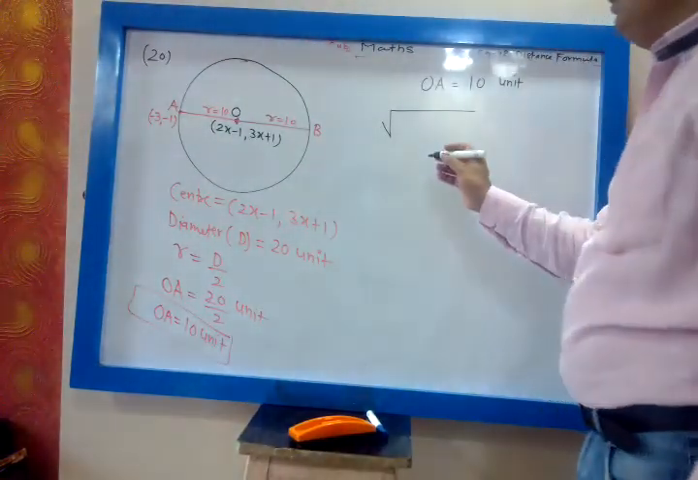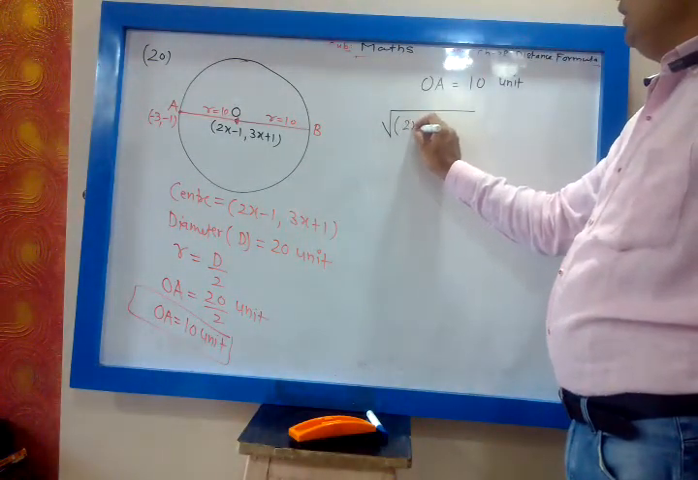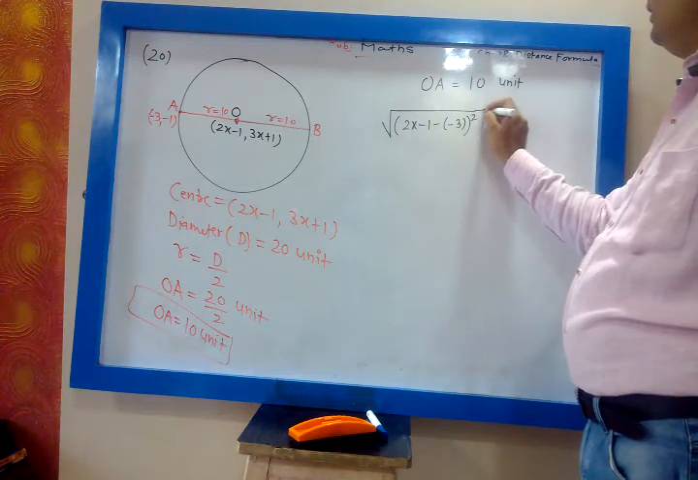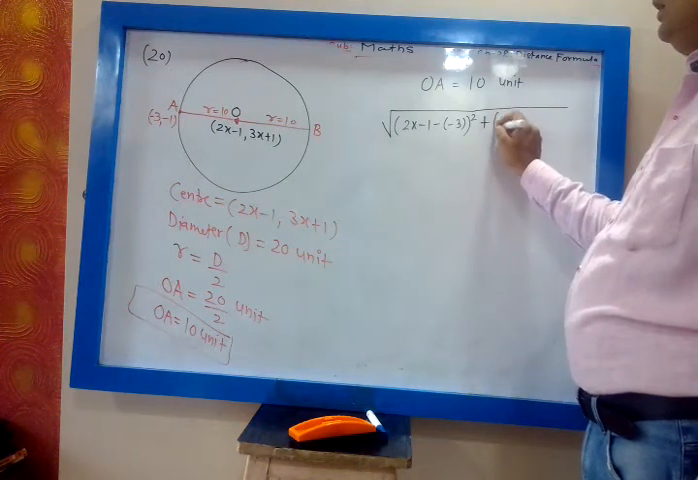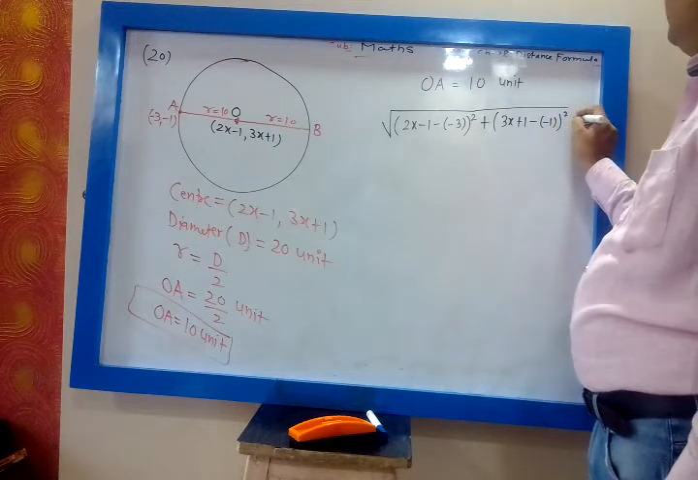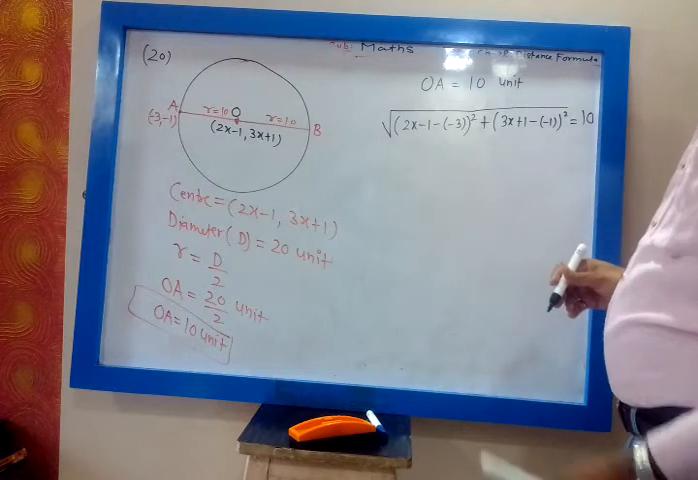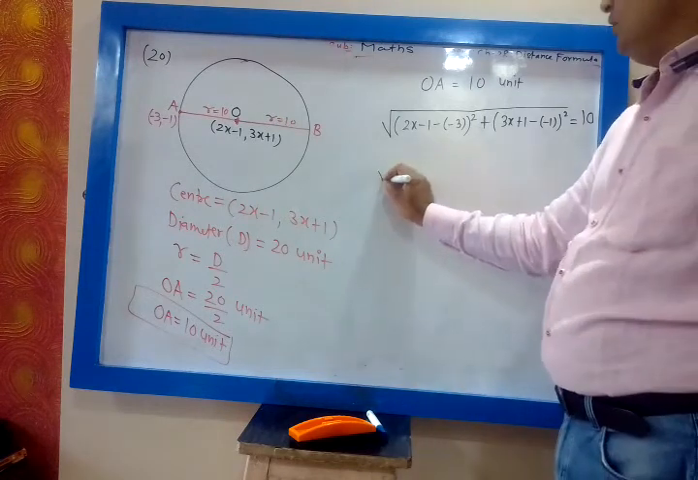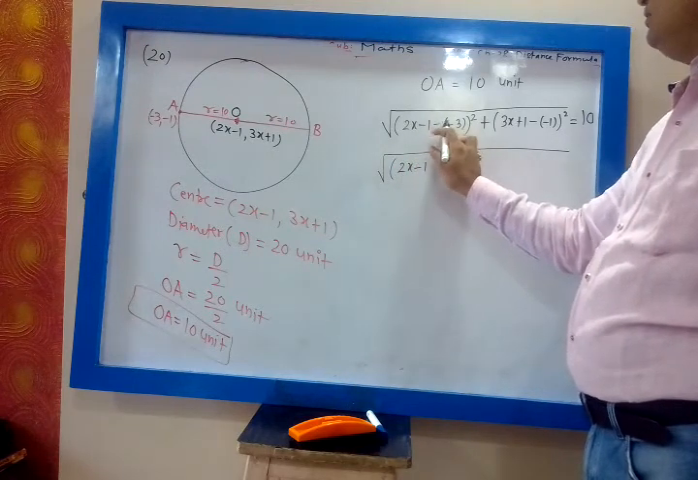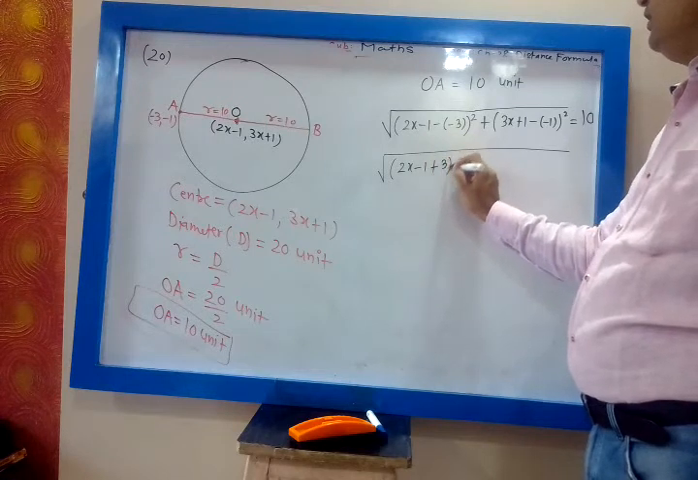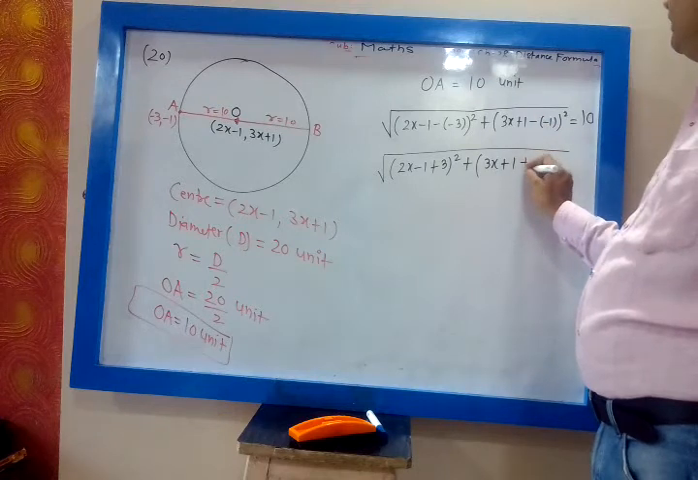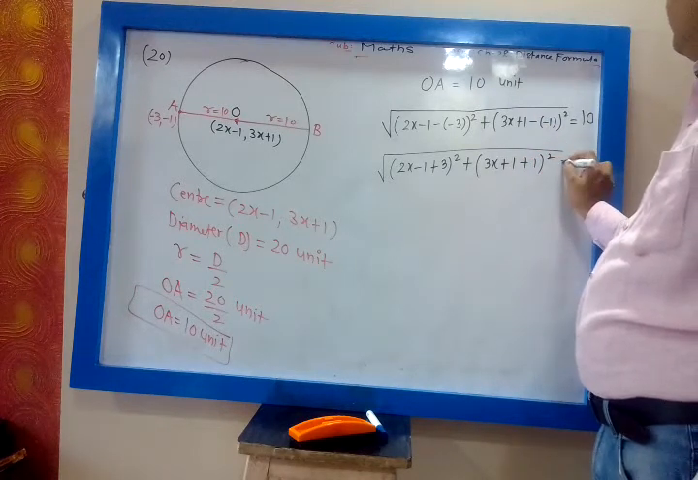Using the distance formula, that will be 2x minus 1 minus minus 3 whole square plus 3x plus 1 minus minus 1 whole square is equal to 10. Is it clear to all of you? So that will be square root of 2x minus 1 minus minus 3, which will be plus 3, whole square, plus 3x plus 1 minus minus 1, which will be plus 1, whole square, is equal to 10.